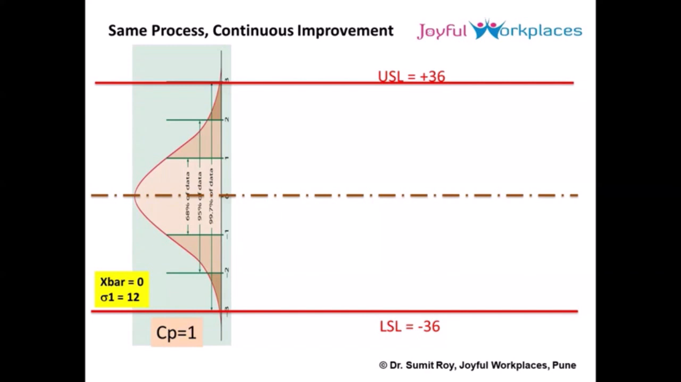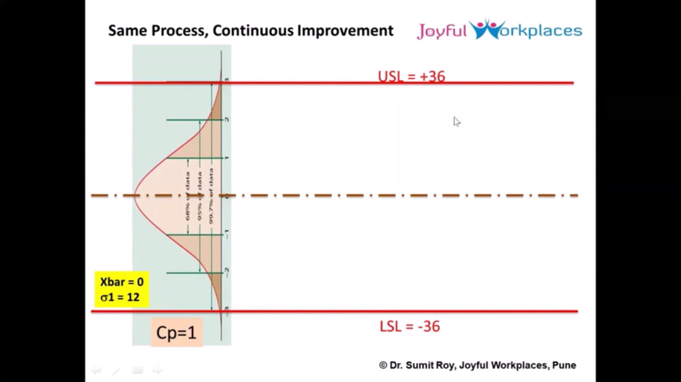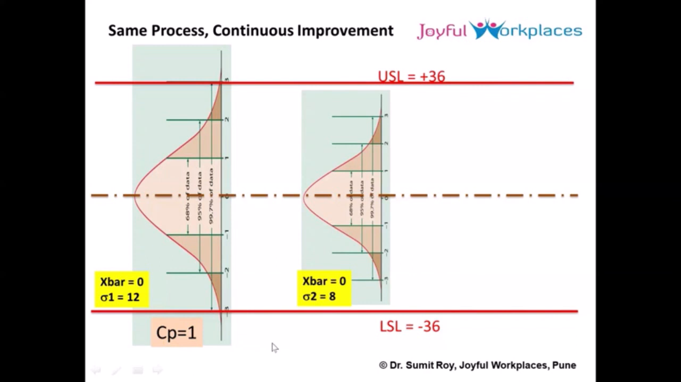Now, let me put the spec limits here. Suppose the spec limits are also falling on the same line, that is, USL is falling at plus 3 sigma and LSL is falling at minus 3 sigma. So your ratio of USL minus LSL divided by 6 sigma is 1. We call it Cp equal to 1. Now what do we do? We make some improvement in the process, keeping the average at the same 0. Suppose now the standard deviation has reduced to 8. How do you reduce standard deviation? You have to make certain process changes. So here, the spec limits have not changed.